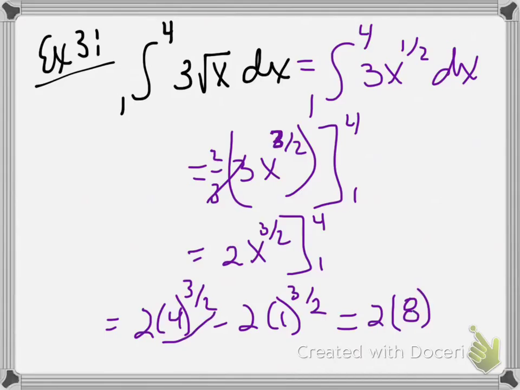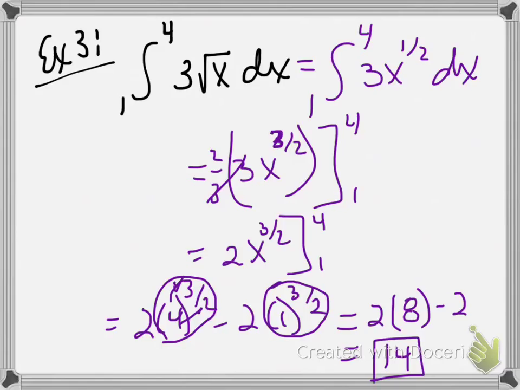In case you're wondering how I got that, if you take the square root of 4 and then do it to the 3rd power, the square root of 4 is 2, 2 to the 3rd power is 8. Minus 2 times 1 to the 3/2 power, it doesn't matter what the power is when it's 1, it's always 1. So this is 16 minus 2, which is 14. So the cumulative area from 1 to 4 of 3 times the square root of x is going to be 14.